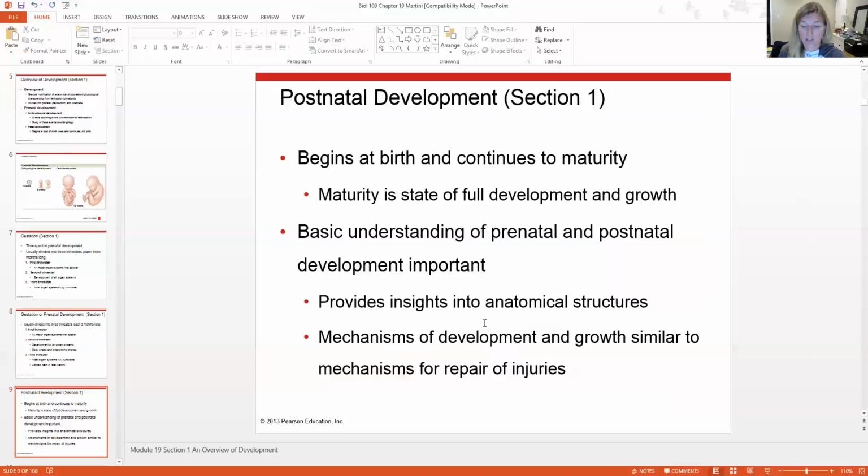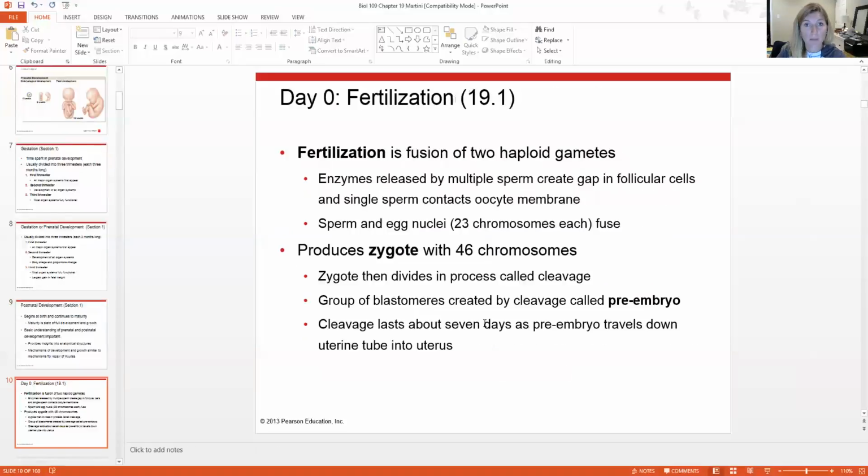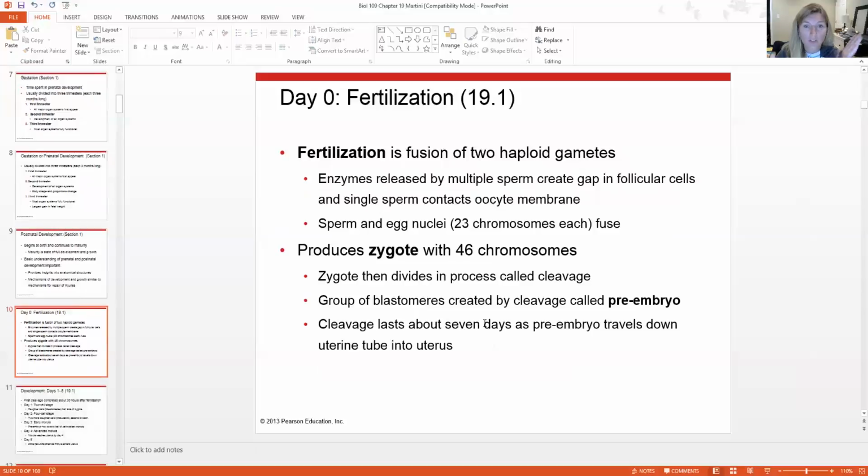Maturity is the state of full development and growth. A basic understanding of prenatal and postnatal development is very important. It provides insight into all anatomical structures. Mechanisms for development and growth are similar to repair mechanisms that we've talked about. So let's start at day 0.